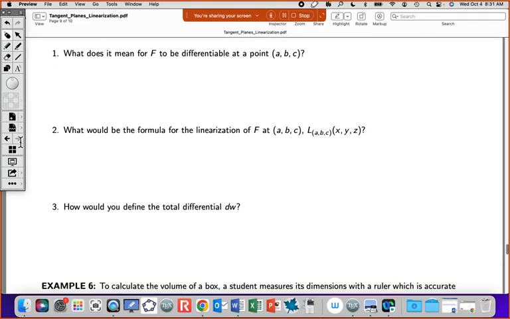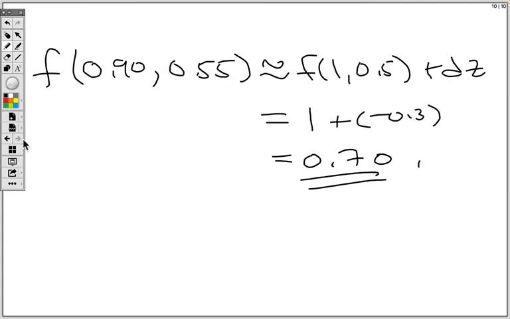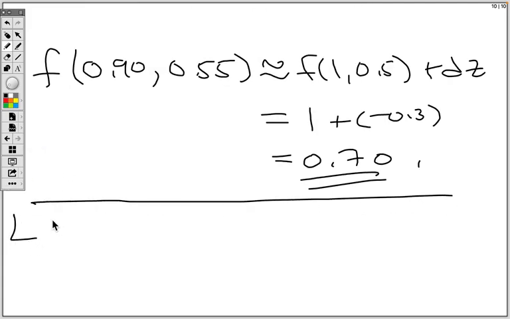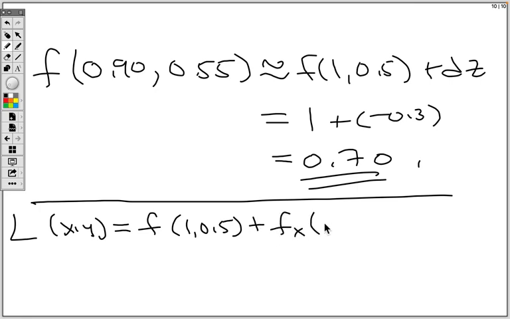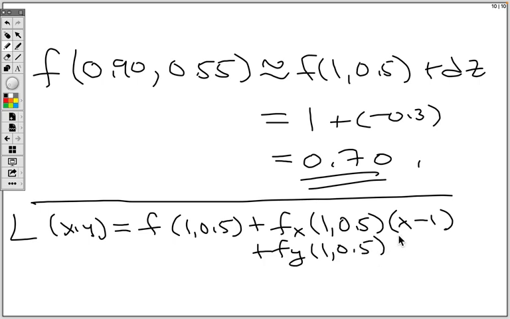All right? Because if I go through and look at my formula for the linearization that I had yesterday, what was that? That was f at 1 comma 0.5 plus fx at 1 comma 0.5, x minus 1 plus fy at 1 comma 0.5, y minus 0.5. And so if I plug in 0.9, 0.55, look at what I get.